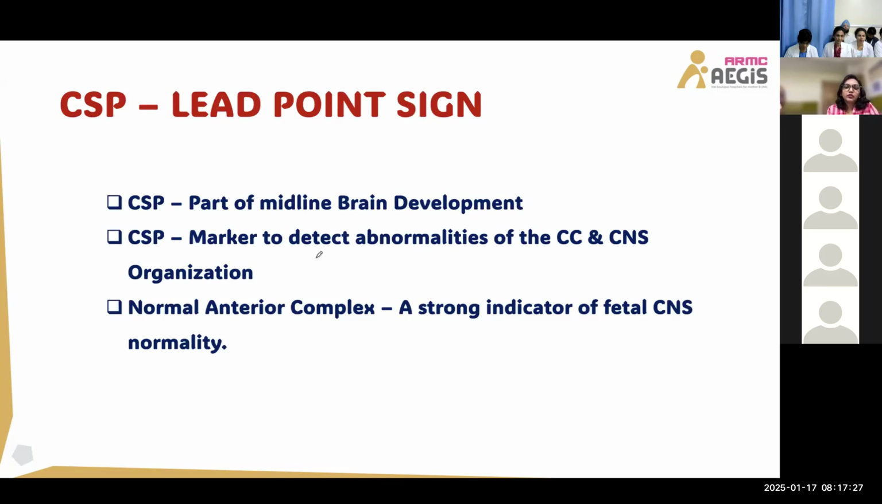So now we know that CSP is a part of midline brain development, and it acts as a marker to detect abnormalities of the corpus callosum and CNS organization. A normal anterior complex is always a strong indicator of fetal CNS normality.